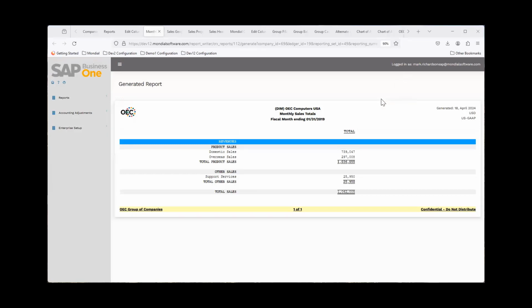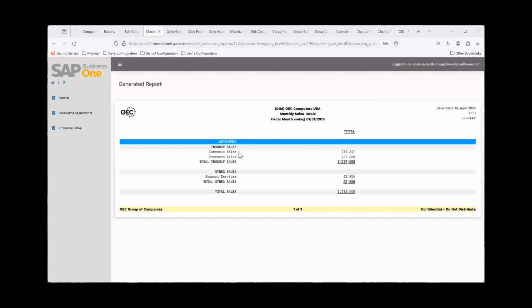So here is a simple report in Mondial, which actually shows for OEC computers the monthly sales total for the month of January 2019. You can see that it's a very simple report. It actually takes product sales and services sales and splits them into groups. And within product sales, there are domestic and overseas sales shown separately.